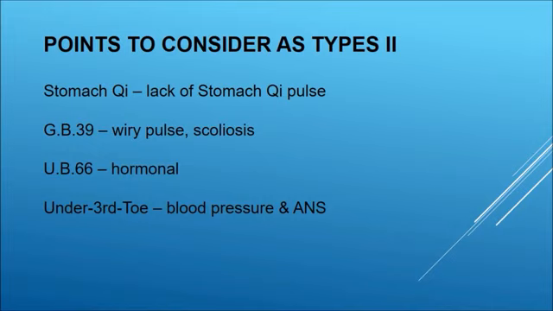The lack of stomach G pulse tends to indicate stomach G. A wiry pulse or scoliosis will make it into a gallbladder 39 type. Hormonal types will go for UB66. Blood pressure disorders and people with autonomic nervous system tight pulses with a rapid pulse will tend to be under the third toe as a major point.